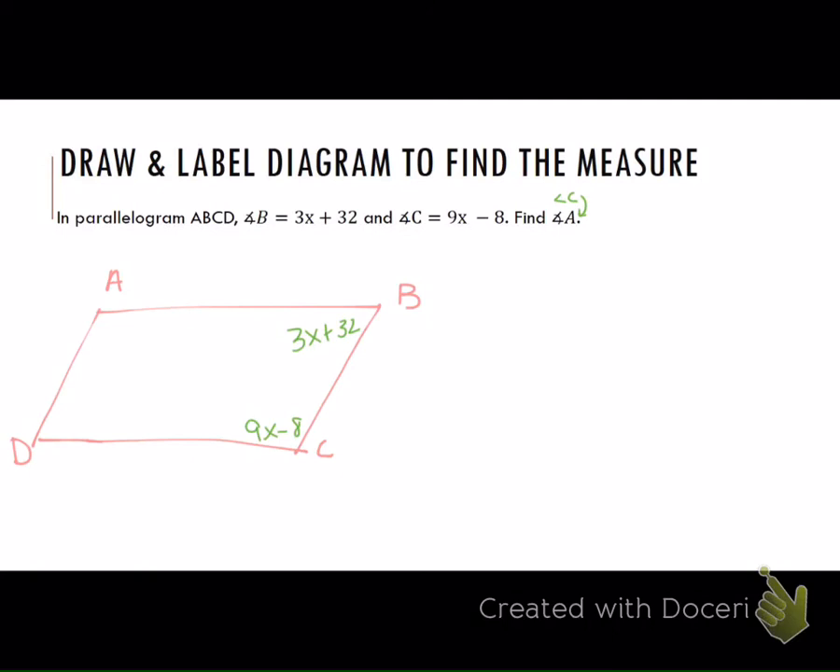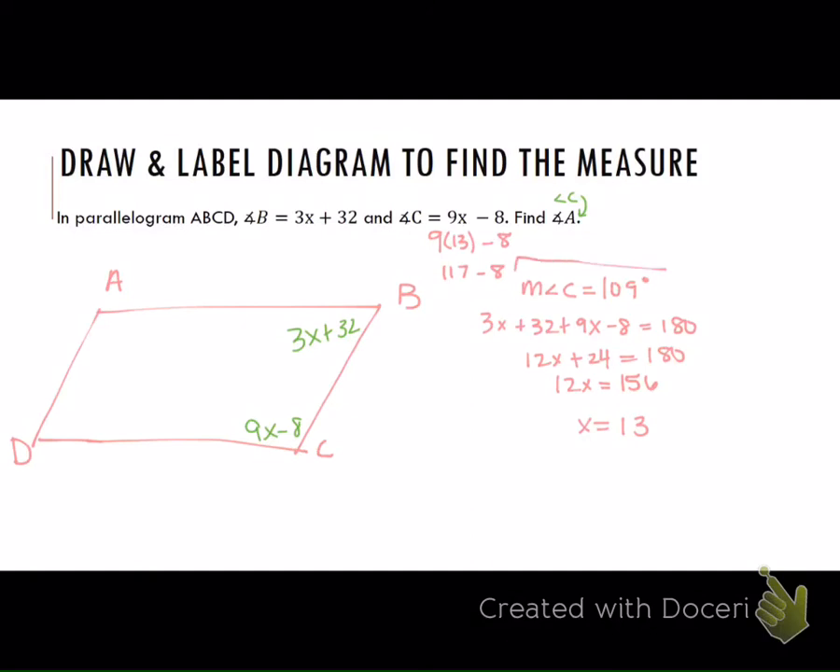Bryce, how can I find this? Good. Consecutive angles are supplementary. So now we just substitute back in for C because that's the same as A. So the measure of angle C is 109. Or I'm sorry, the measure of angle A is what we wanted there.